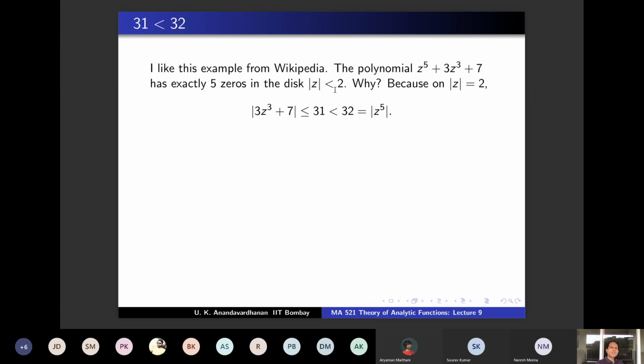But z power 5 has how many zeros inside the disk? All its zeros are at 0, and at 0 it has multiplicity 5. So it has 5 zeros inside. Therefore, this polynomial has 5 zeros inside. This is a standard application.